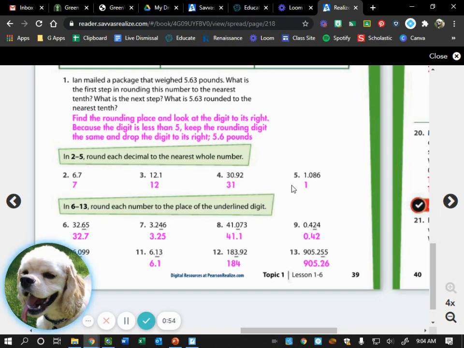For number 5, same thing. We're rounding to the nearest whole number. So we look at our ones place. We have a 1 there. We look next door. There's a 0. Now 0 is less than 5. So our 1 would stay the same, and everything after it would become 0. So you could have written this as 1. Or if you wrote it as 1.000, that would also work.